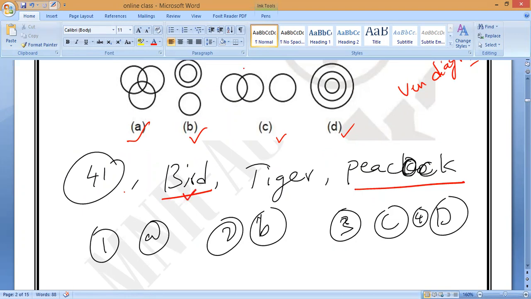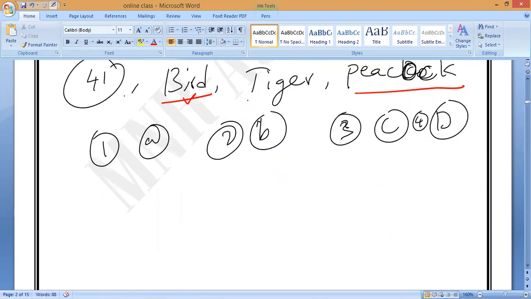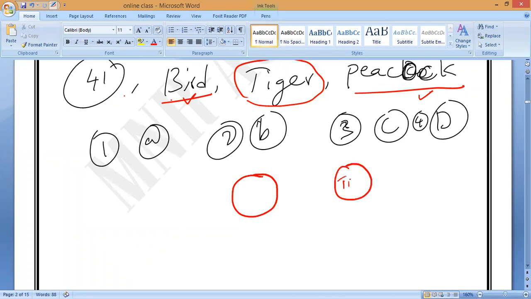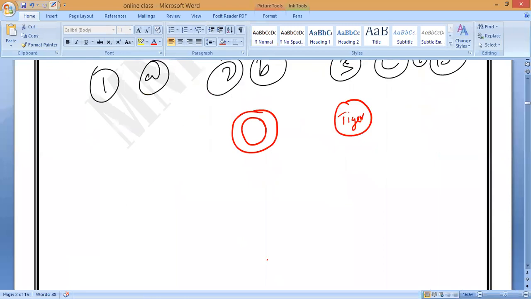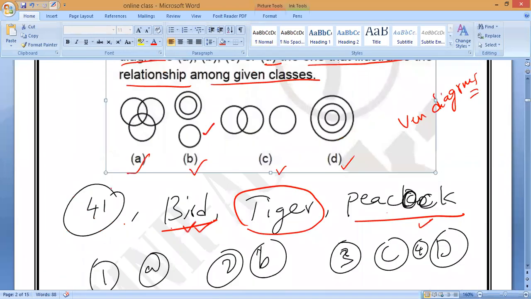Correct? So if I consider that first, but tiger is different. Tiger is an animal, the peacock is a bird, and this is also a bird. So I am considering one bird and another one animal. As we know, animal is called what? Tiger. Correct? Peacock is a part of bird, so what will come? Inside it is. So which option is correct? B option is correct. You understand or not? Yes or no, all of you? So show the 4 diagrams. This is what the 4 diagrams are.